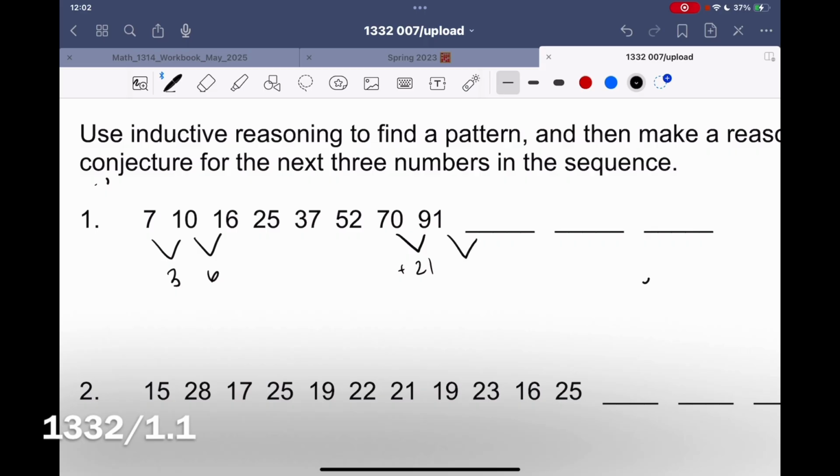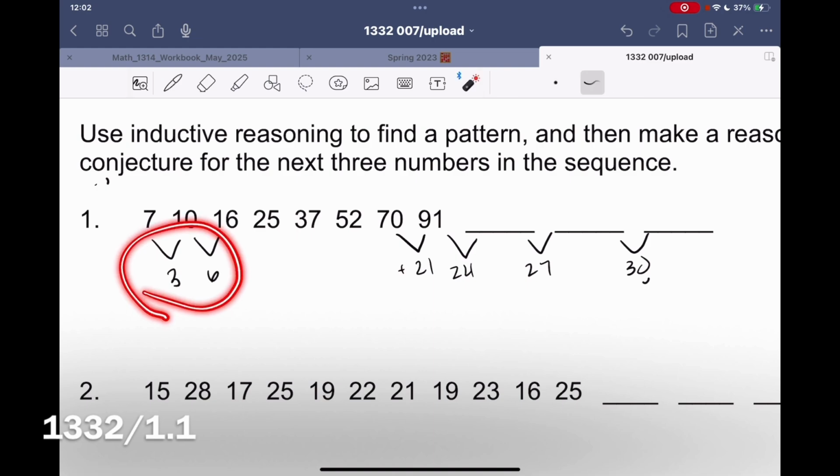So that means 21. If it's a multiple of 3, what comes after 21? 24. What comes after 24? 27. What comes after 27? It's going to be 30. So once you identify the pattern in the early part of the list, you can carry it out in the sequence.